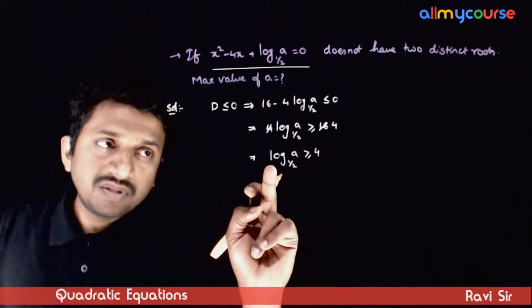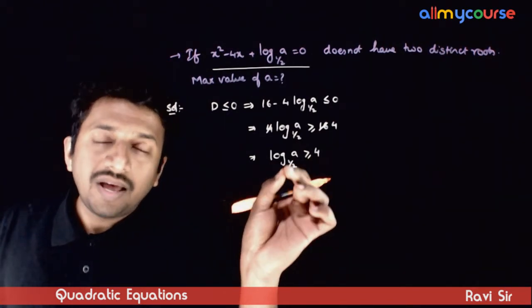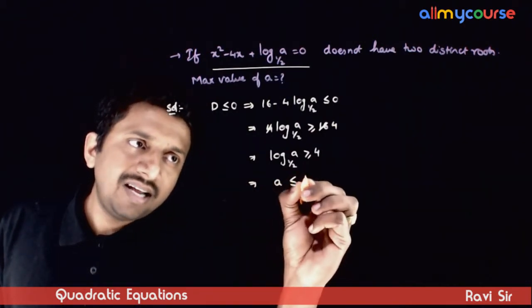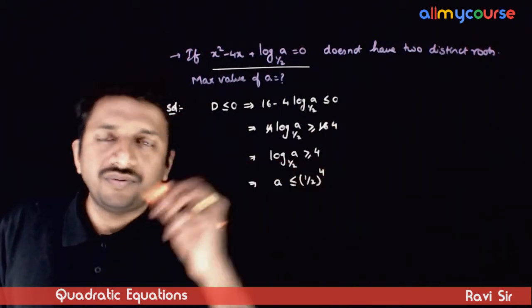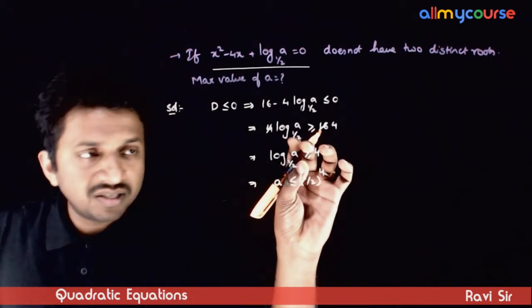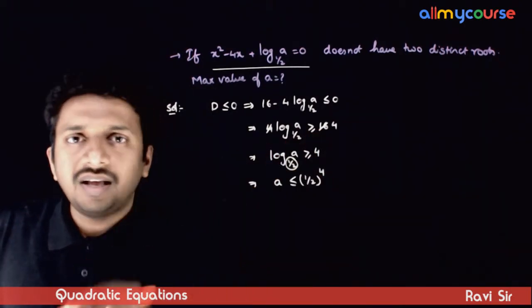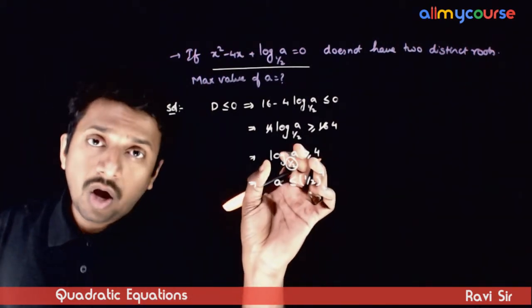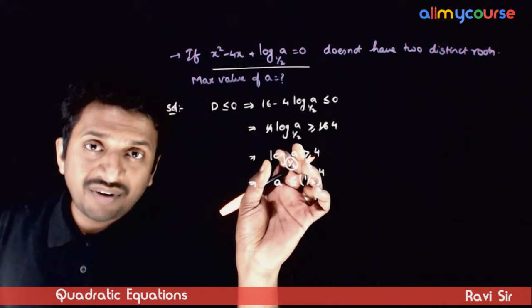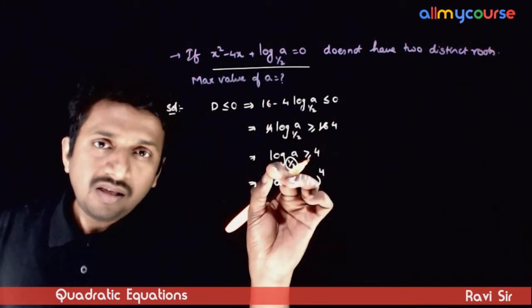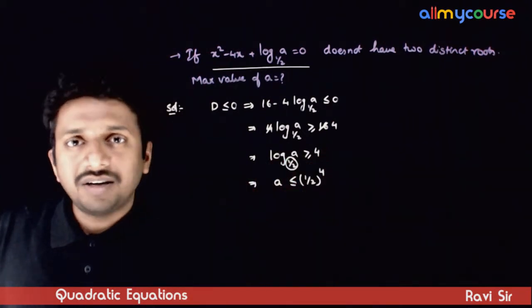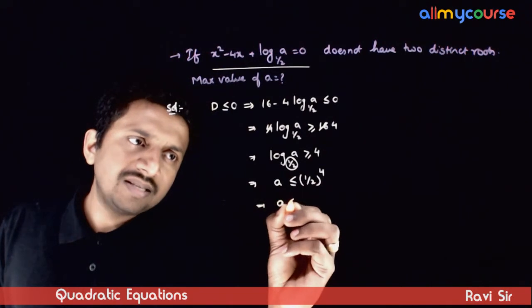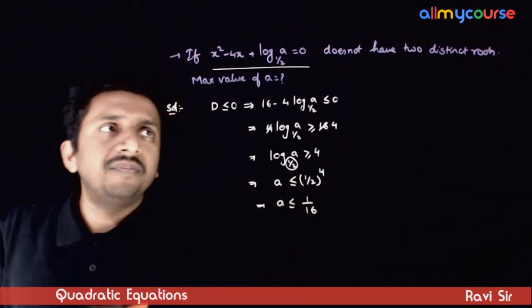Now if you try to convert this into exponential form, you get a is less than or equal to half to the power 4. The sign of the inequality reverses because the base is in between 0 and 1. If the base is in between 0 and 1, log is a decreasing function. So when you convert the logarithmic function into exponential function, the sign of inequality reverses. So this implies a is less than or equal to 1 by 16.